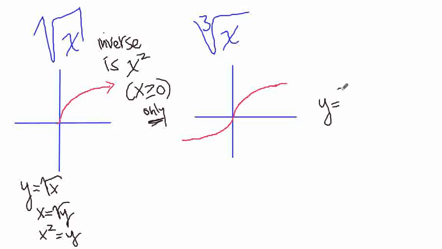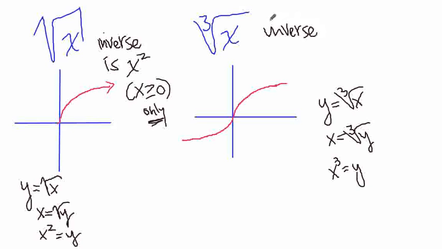Now let's do the cube root. So y equals the cube root of x. Swap the x and y and solve. We get y equals x cubed. So the inverse is x cubed, and that is not limited.